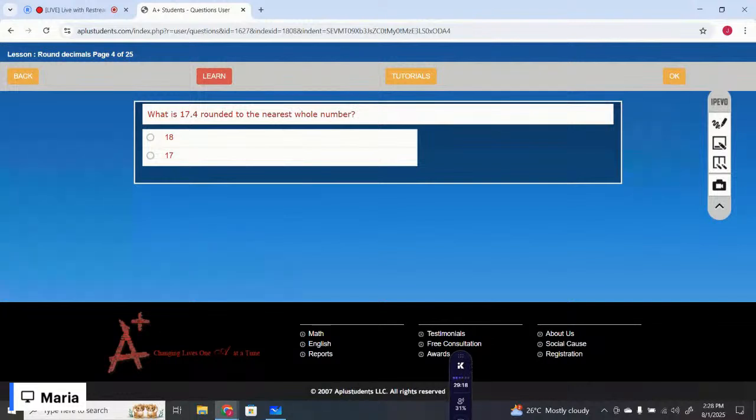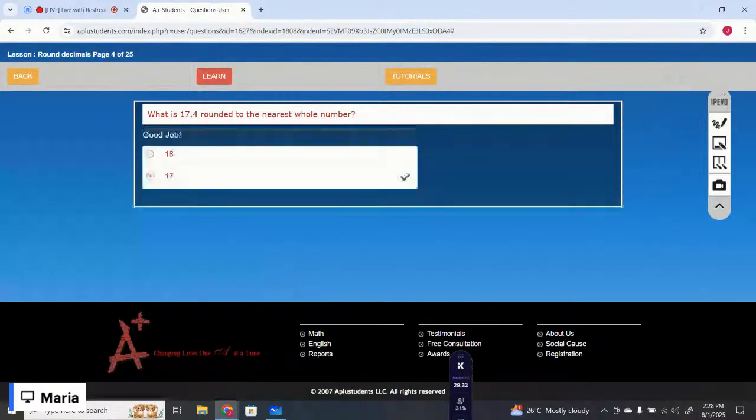What is 17.4 rounded to the nearest whole number? 17.4 is rounded to 17. Option number 2 is the correct option.